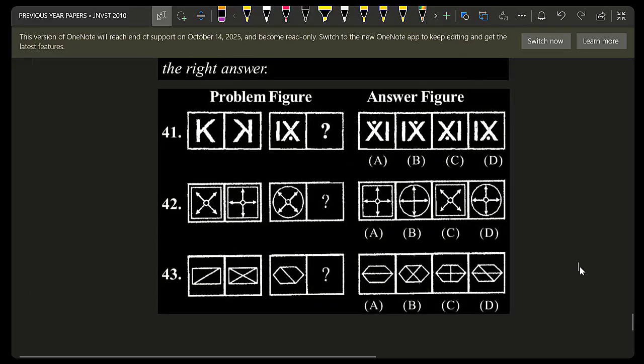Yes, 41. Let's discuss 41. The first 2 figures, you can identify, are mirror images of each other. So this is the mirror image of this. Similarly, the mirror image of this we should find. So it is there in option C. Option C is the mirror image of that.